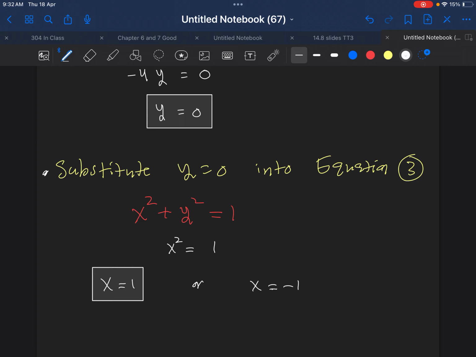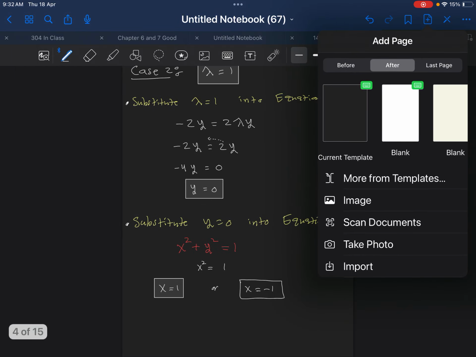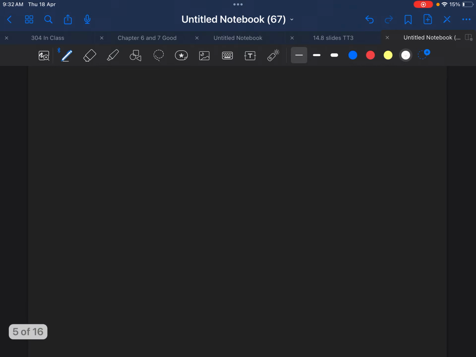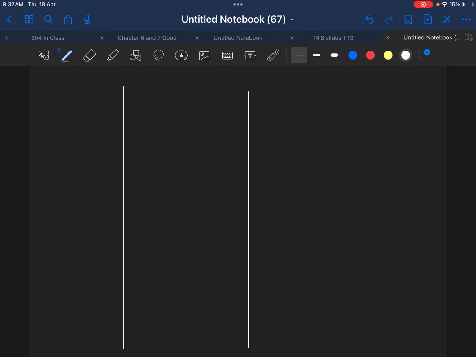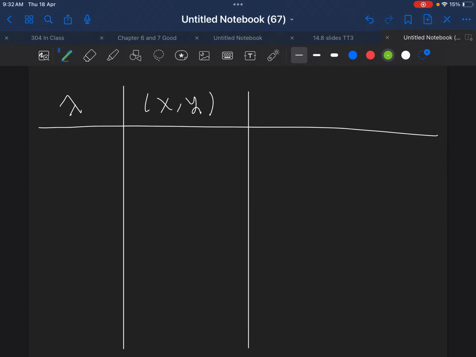And now we find all the values from all the branches, from all the cases. So what we need to do next is we need just to make our final table where we write all those answers. You write all the lambdas, you write all the possible values for x, y, and what we need to do next also is to evaluate the function itself, which was x squared minus y squared, in those values.